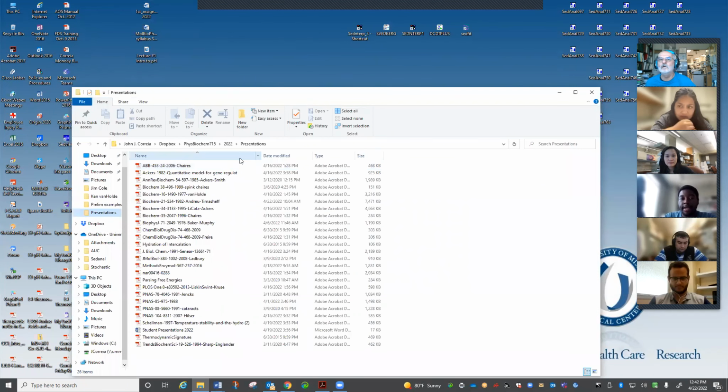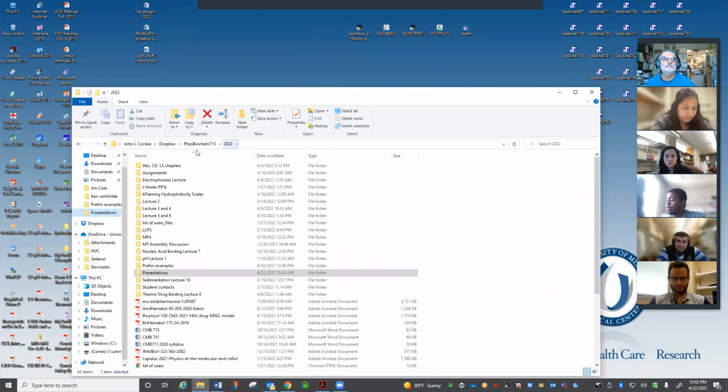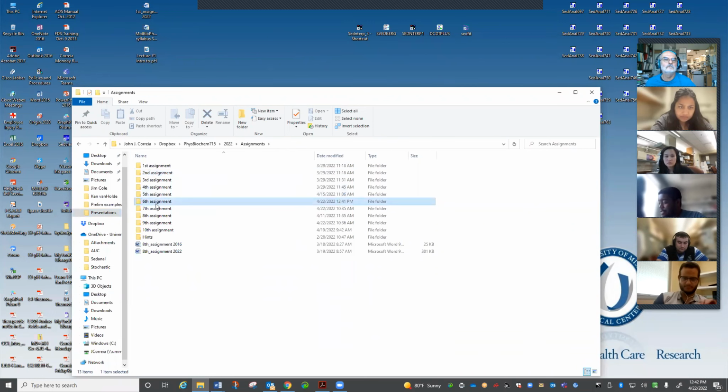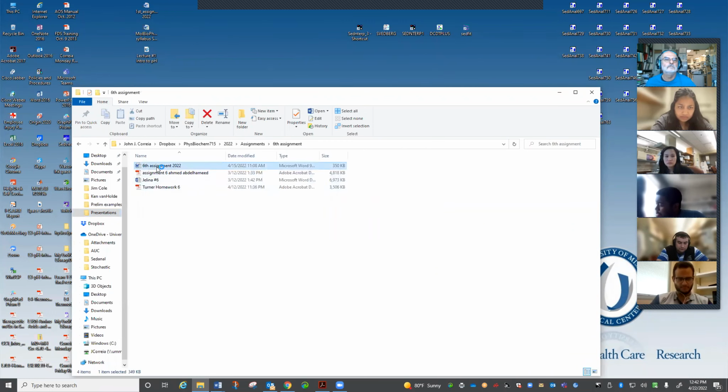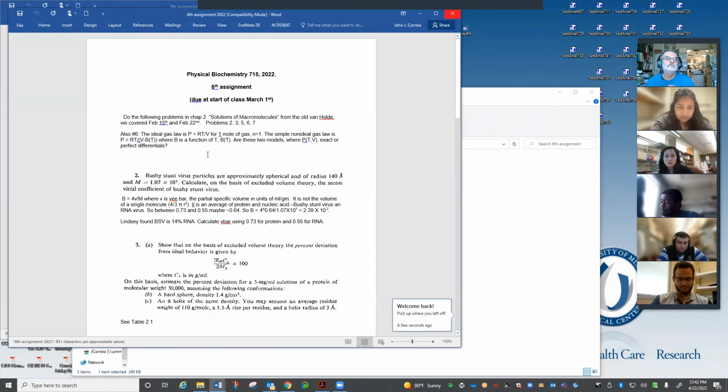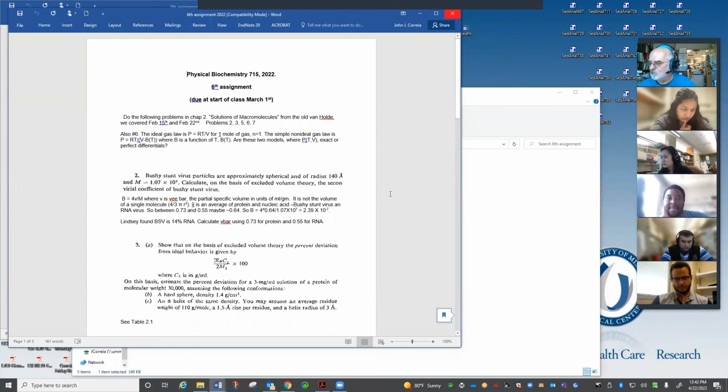I'm sorry, Dr. Correa. I had a quick question about 6. Sure, go ahead. The question that you gave us on 6 at the end, you asked, are these two models where P is a function of T or V, are they exact differentials or perfect differentials? Is that supposed to be exact differentials or partial, or is perfect what you intended? The terminology exact differential or perfect differentials are substitutes. It's expressing the same thing.